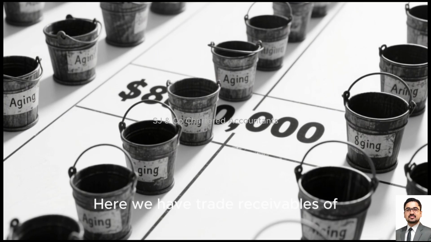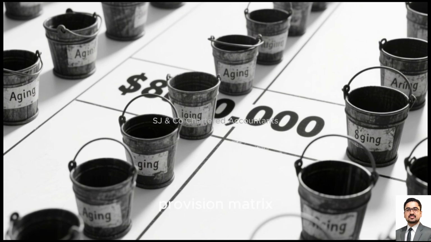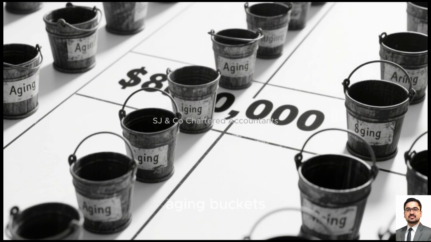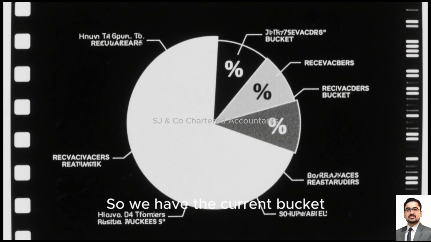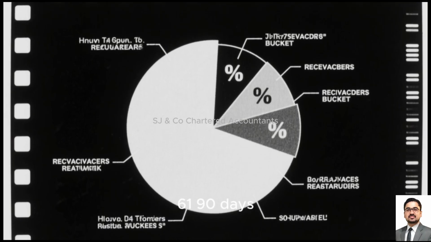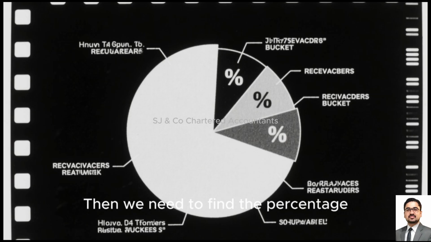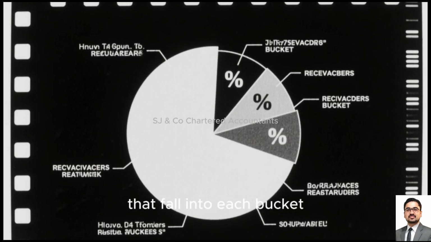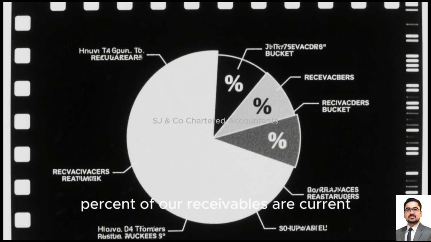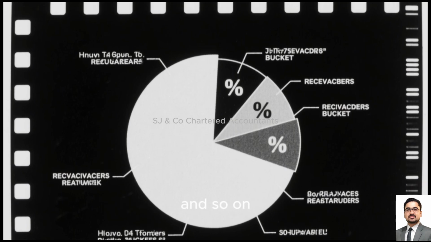Here we have trade receivables of $80,000. We want to calculate the ECL using the provision matrix. So the first step is to group the receivables into different aging buckets. So we have the current bucket, 1 to 30 days past due, 31 to 60 days, 61 to 90 days, and greater than 90 days. Then we need to find the percentage of the total receivables that fall into each bucket. So, for example, 50% of our receivables are current, 20% are 1 to 30 days past due, and so on.